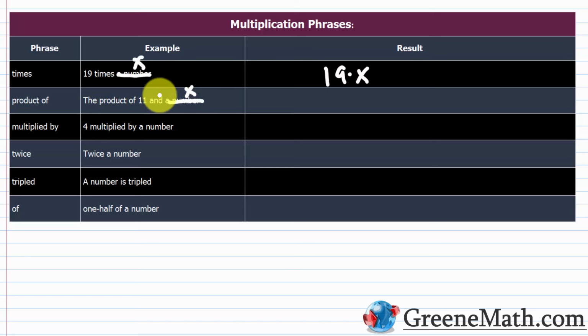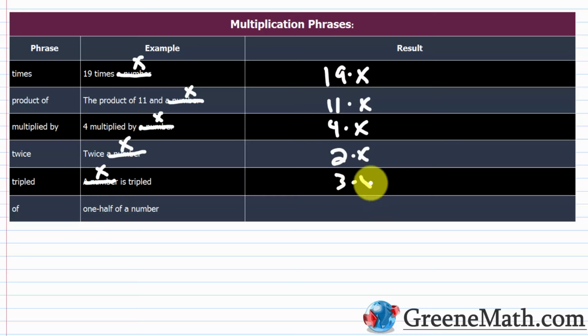So the product of 11 and x is, again, just 11 times x. Then multiplied by. 4 multiplied by a number. Mark out a number and put x. 4 multiplied by x is 4 times x. And then twice. We know that's like doubling something or multiplying by 2. So twice a number. So if we put twice x, that's just 2 times x. Tripled. A number is tripled. We know if we multiply by 3, we're tripling something. So we can mark out a number and put x. X is tripled. That's 3 times x.